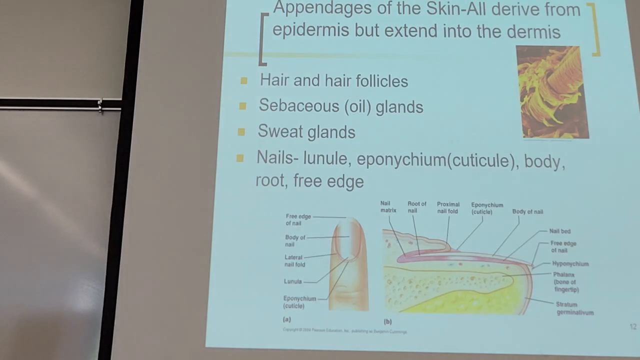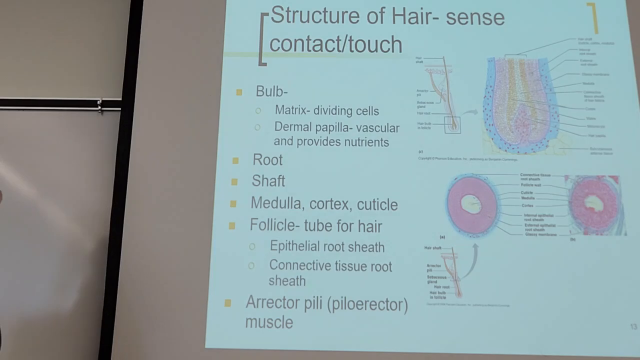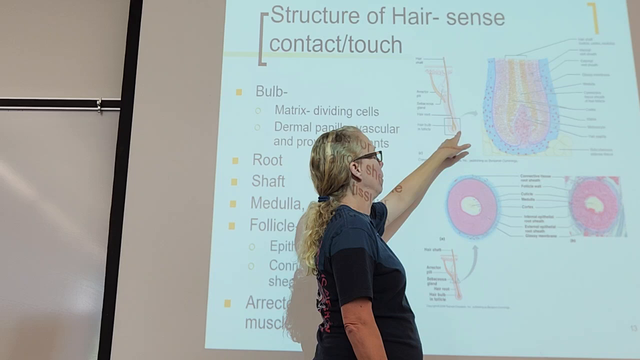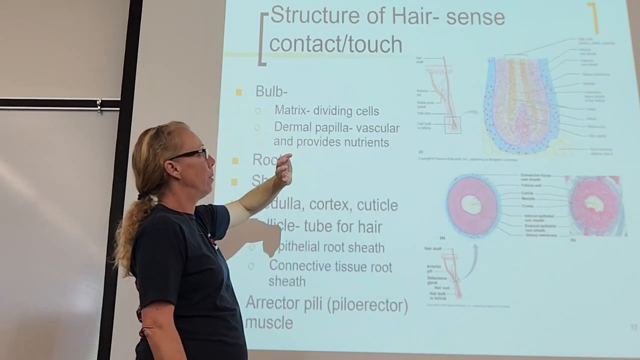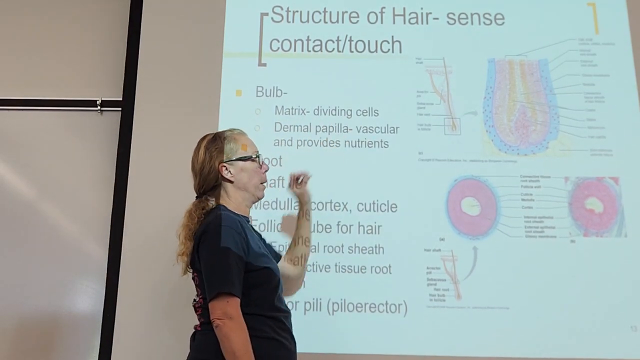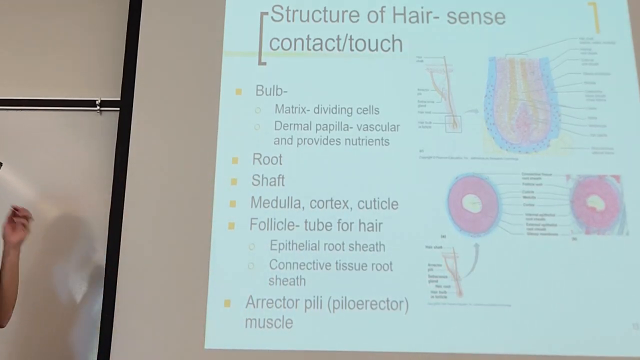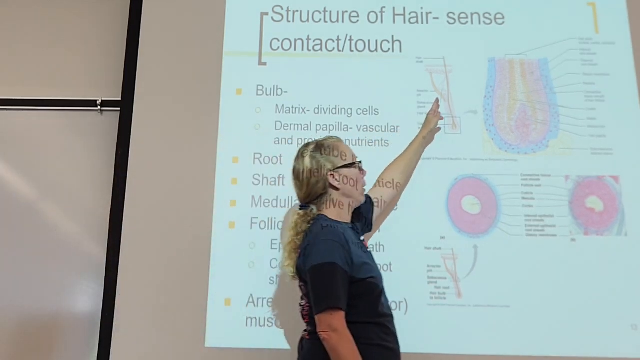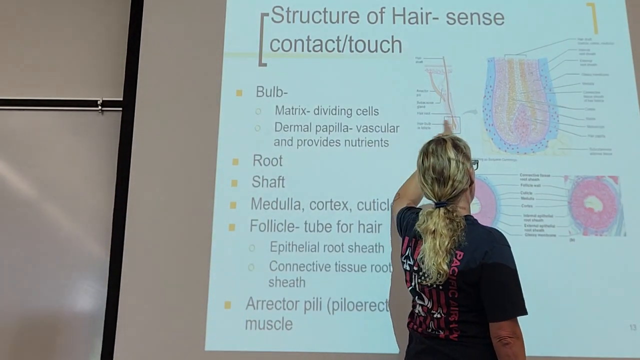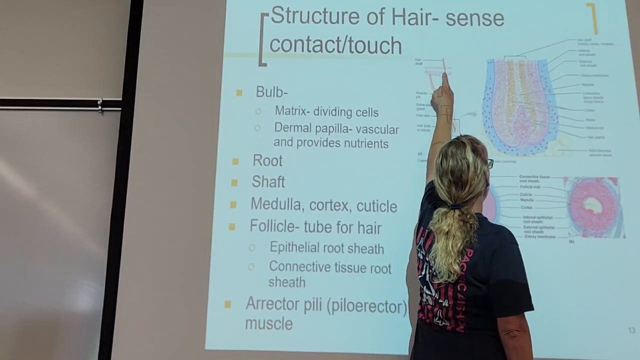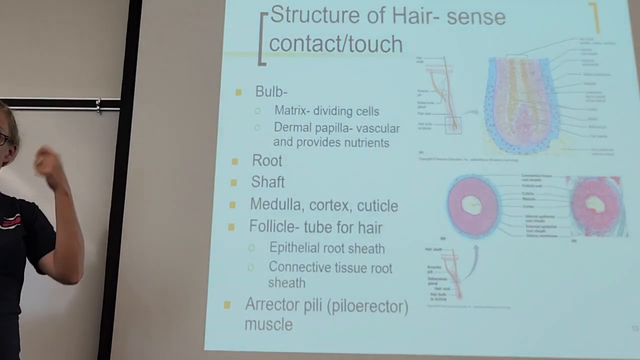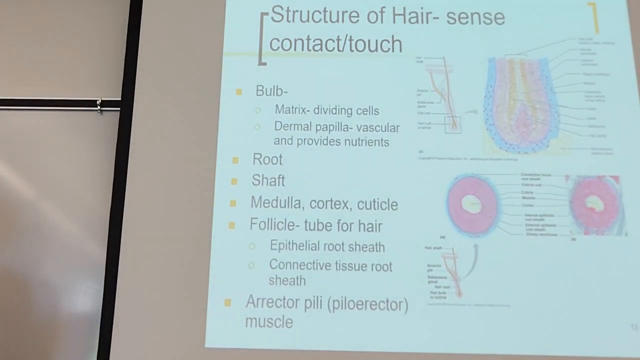We'll identify sebaceous glands and sweat glands on the models in lab. We'll also identify the different components of a hair. So the deepest part of a hair is called the bulb, and in the bulb, we have cells that are undergoing mitosis to make more hairs. The root of a hair is what penetrates below the skin surface. So the root is below the skin surface, but once you pass the surface of the skin, it becomes a shaft. So if you're shaving, you're shaving the shaft of your hair.